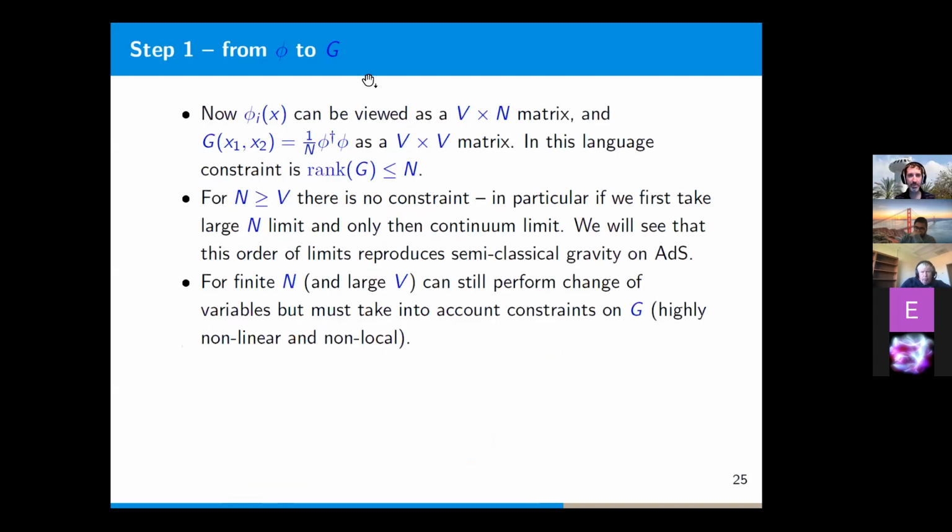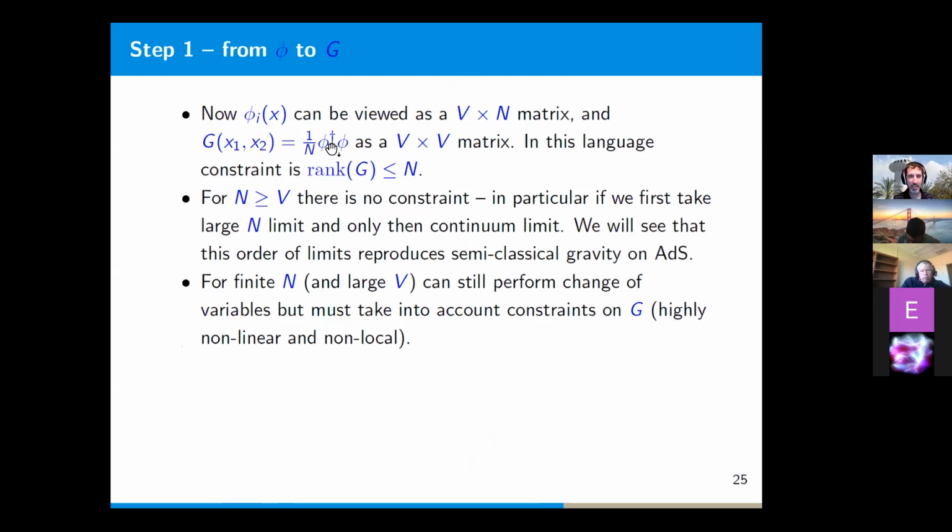Once we put our quantum field theory on the lattice, we can view this original field phi^I(x) as a V by n matrix. That just tells us the value of the ith field at the point x, where x again takes V possible labels. So this phi(x) is now a V by n matrix, and G(x1, x2) is now just defined as the matrix product of the matrix phi dagger times the matrix phi. And this is a V by V matrix that's labeled by these two points in spacetime.